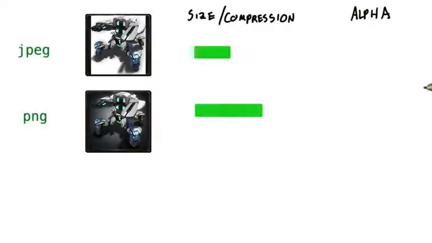which means the general rule of thumb is that if you have an image on the internet that doesn't require it to be transparent, you should probably be using JPEG. If it requires alpha, you need to be using PNG.